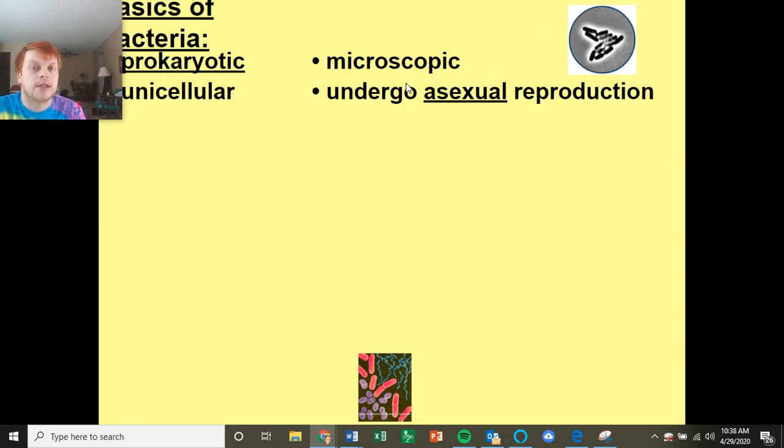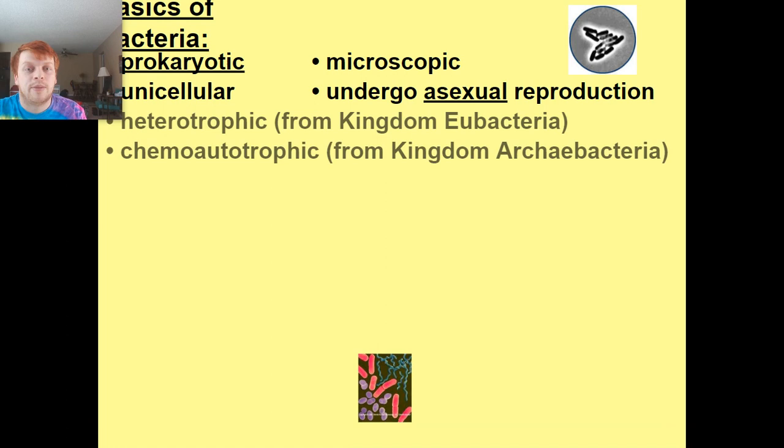And they go through a process of asexual reproduction called binary fission. So they don't require other bacteria to reproduce. They just split on their own and can do bad all by themselves. Bacteria are heterotrophic, meaning that they get the material they need to survive from other places. And they can also be chemoautotrophic. This prefix auto means self, chemo means chemical. So some bacteria can produce all the things that they need on their own through chemical processes.